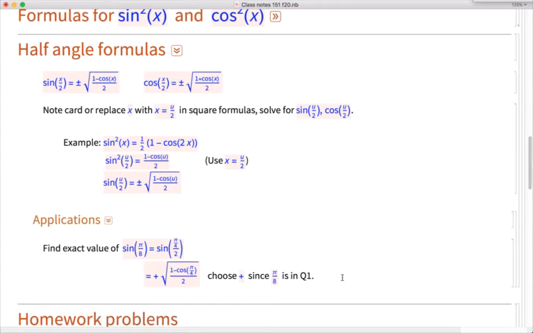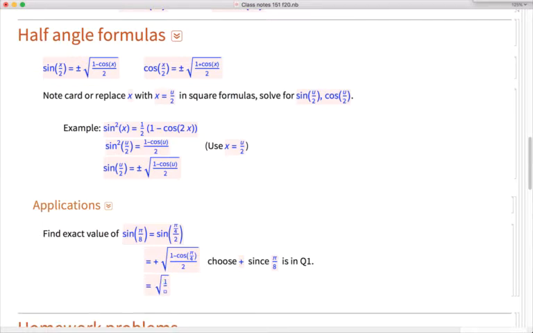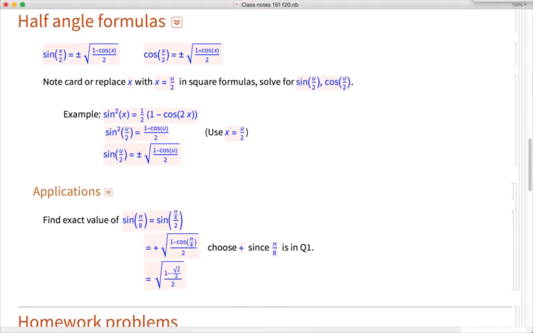Okay, so we're not done here. I think in order to exit this problem, we need to evaluate that cosine. So that cosine of pi over 4 is root 2 over 2. And that's a nasty looking expression, but it is an exact value, and we've evaluated the cosine, so I think we can quit there.